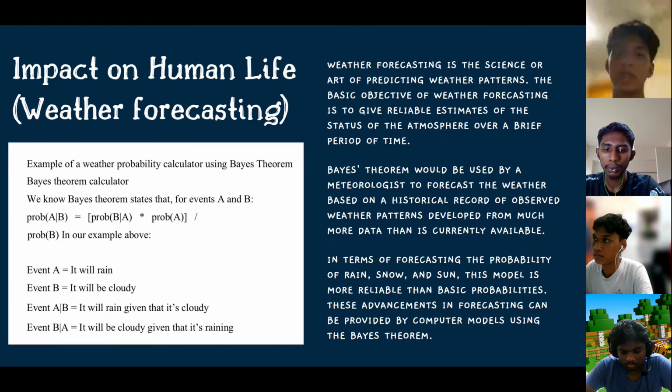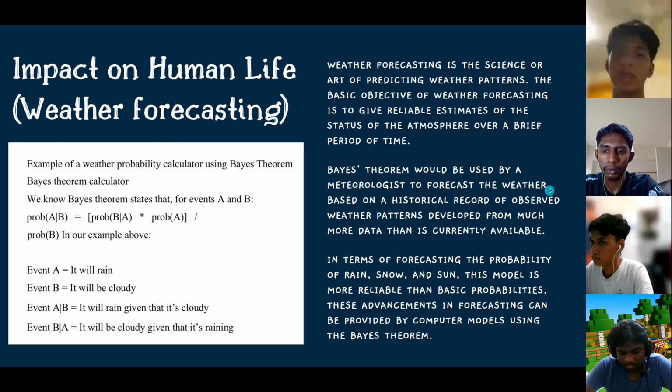Next is impact on human life in weather forecasting. Weather forecasting is the science or art of predicting weather patterns. The basic objective of weather forecasting is to give a reliable status of the atmosphere over a brief period of time. Bayes' theorem will be used by a meteorologist to forecast the weather based on a historical record of weather patterns developed from much more data than is currently available. In terms of forecasting the probability of rain, snow, and sun, this model is more reliable than basic probabilities. This advancement in forecasting can be provided by computer models using the Bayes theorem.